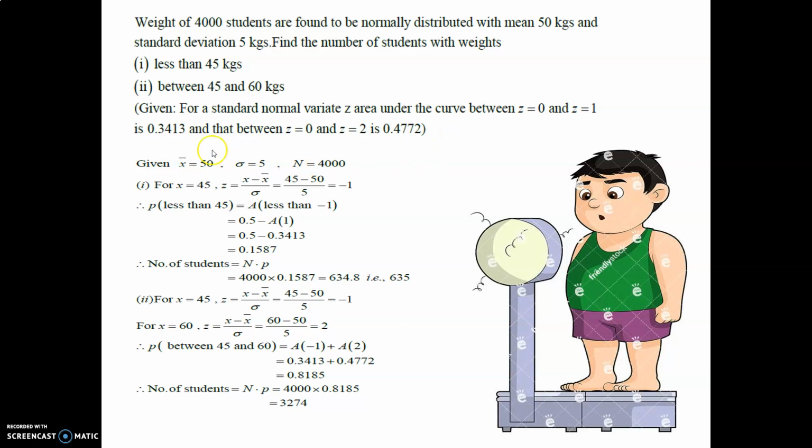The same approach follows for the example with the weights of 4000 students, with 45 and 60. We solve it this way. We have to calculate it in this pattern also. In this way, we have discussed the lecture about the normal distribution. The lecture is over.